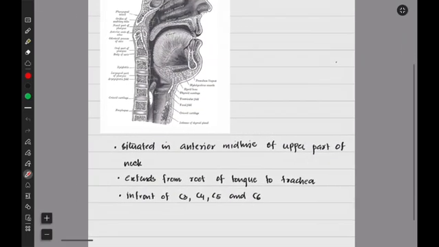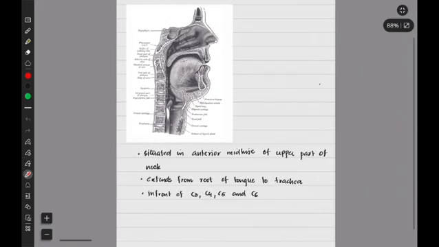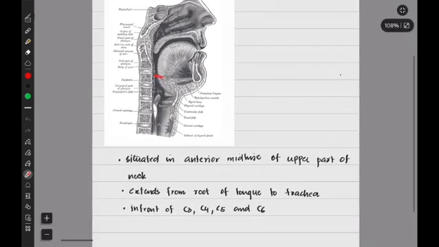Then the location of larynx. So larynx is located in the anterior midline of the upper part of the neck. It extends from the root of the tongue to the opening of the trachea.